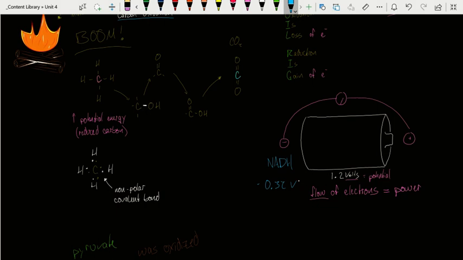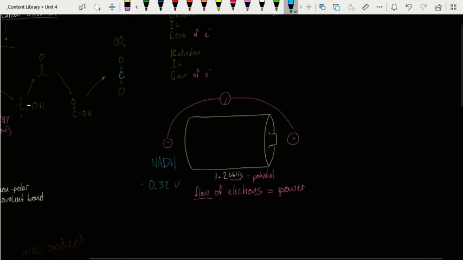Now we need the positive end of the battery. Where do these electrons really, really, really want to go? Going back to the very idea of breathing, this is what oxygen gas is for. Oxygen, because it's so electronegative, really loves electrons. In fact, the reduction potential for oxygen is 0.816 volts, you can see that's much, much higher than NADH.